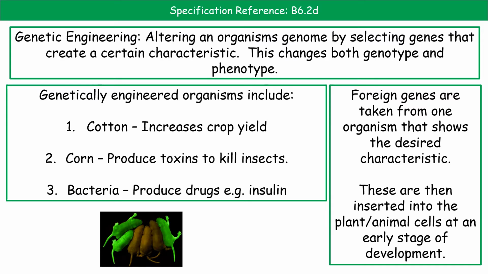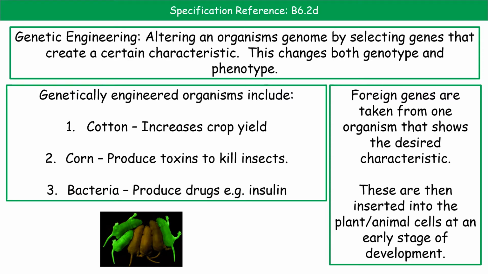When we talk about genetic engineering, this is our process of altering an organism's genome by selecting genes that create a certain characteristic. So what we're doing is changing both the genotype and the phenotype. Some examples of where we've genetically engineered some organisms then. We've genetically engineered cotton to increase the yield of the crop. We've engineered our corn so that we can produce toxins to kill insects that would normally damage that crop. And in bacteria, we've actually genetically engineered them so they produce things like human insulin for us.